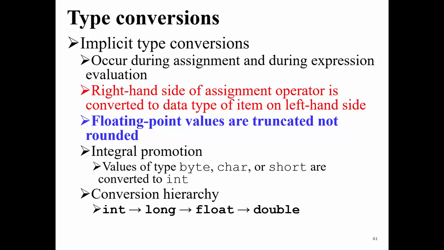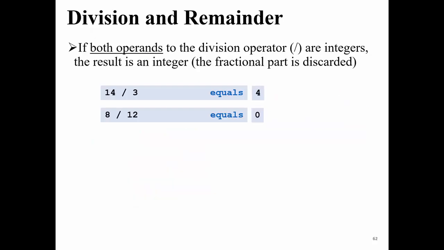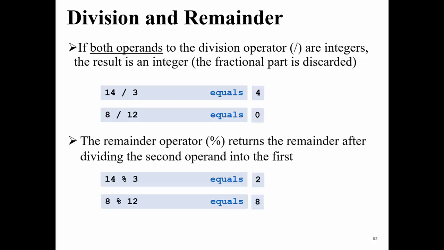Data conversion is another thing that you have to be careful about. We know that Java does the promotion technique where it moves into long and float and then double. So this is integers. 14 divided by 3 is equal to 4. 8 divided by 12 is equal to 0. This is an integer division. Even you can see the numbers, there's no decimal point, so these are integer numbers. So this is an integer division based on the operands.